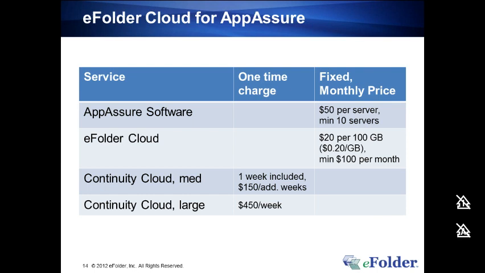When you purchase the eFolder cloud for AppAssure, we give you one included week of the eFolder Continuity Cloud. So if you have a client disaster of some kind, you need to spin their servers up in our cloud environment, and you need it for 9 days, the first week is going to be included, and you would provision a second week at $150 per week for a medium node and $450 a week for the large node. That's how the wholesale pricing works.